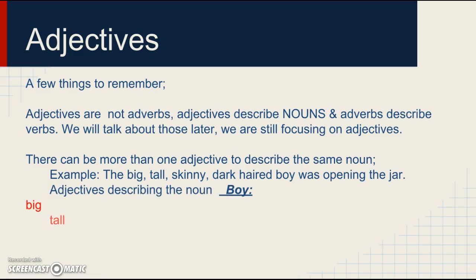You can see them pop up here. We have big, tall, skinny, and dark-haired. All those describe the noun boy. And they all answer one thing: what kind? None of them answer how many. They all answer what kind. So it can answer the same question three or four different times. You can see this time it answered it four different times. Big, tall, skinny described the boy. What kind of boy?